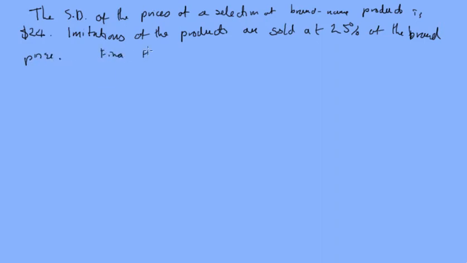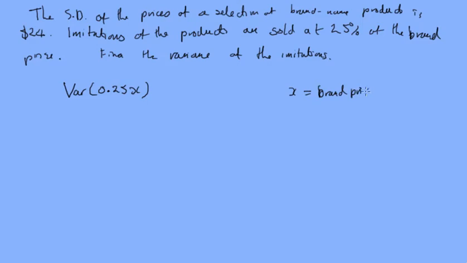Find the variance of these imitations. So the variance of the coded data is going to be 0.25 times x, where x is the brand price. So the imitation price is 0.25x.